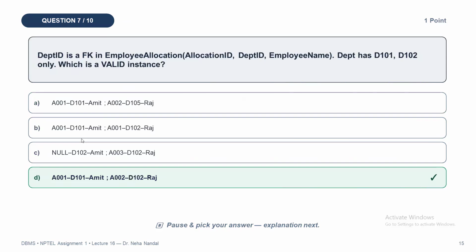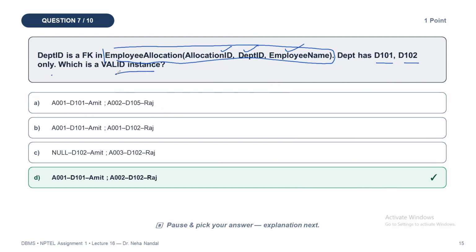So question number 7 is about a foreign key. Let's see what is happening over here. Department ID is given as a foreign key in one schema. So we have this employee allocation table, which is the table name. It has attributes allocation ID, department ID, and employee name. Department has D101, D102 only. Department has only two departments, 101 and 102. Which one is the valid instance?